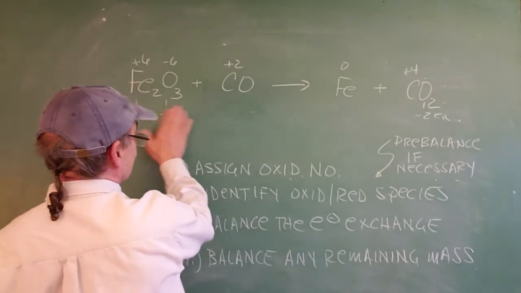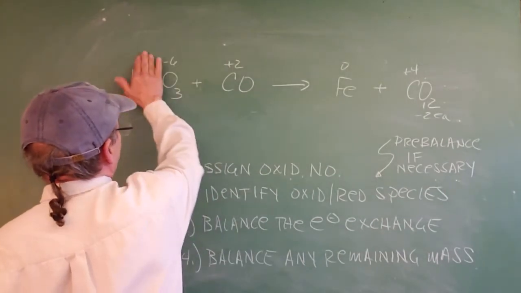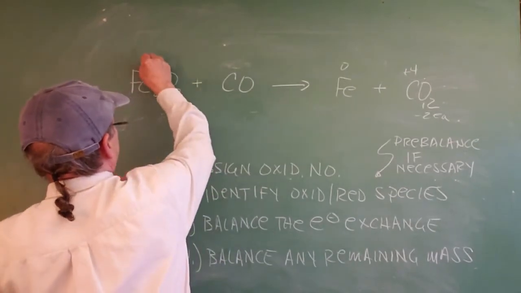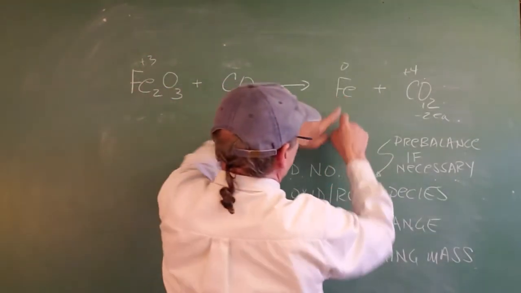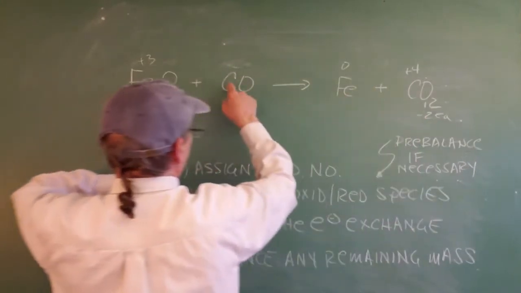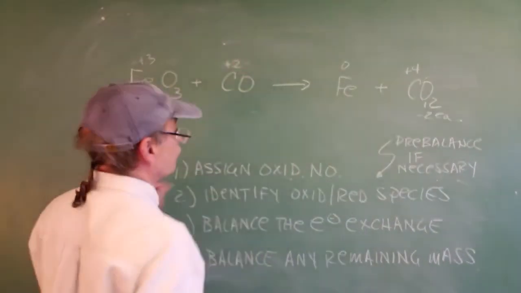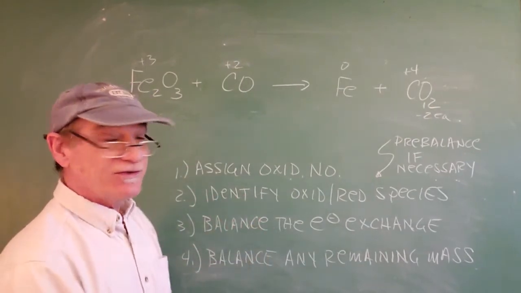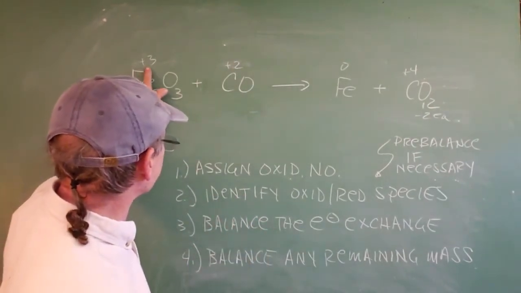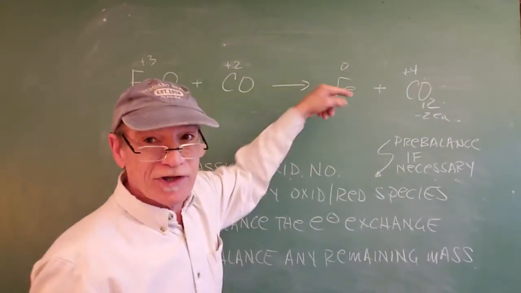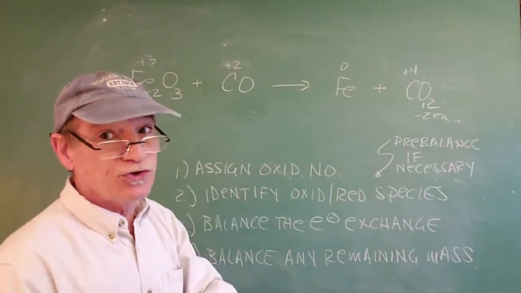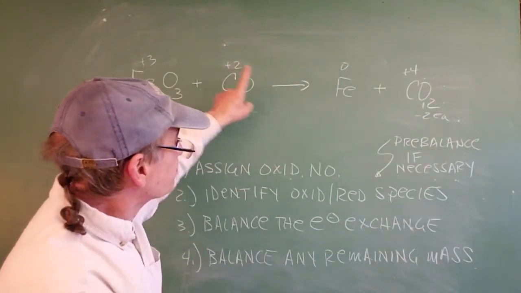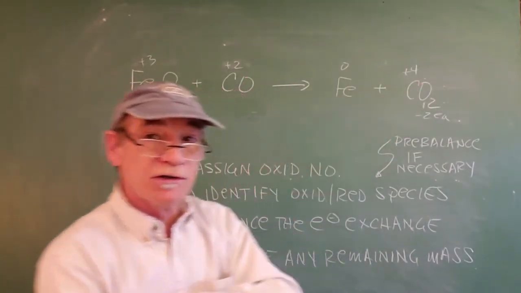Now that we've established what the charges are on everything, we know that this is iron +3, and that this was iron 0, this was carbon +4, and this was carbon +2. So, step 2, we've identified the oxidized and reduced species. It looks as if the iron went from +3 down to 0. Well, that's a reduction in charge. Well, it got reduced. On the other hand, the carbon got oxidized. It went from +2 up to +4.